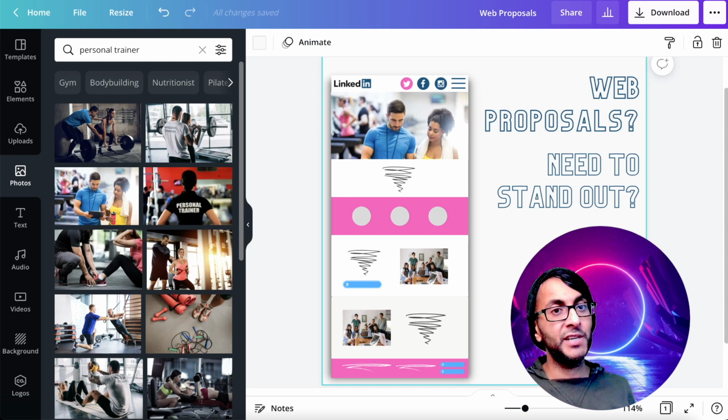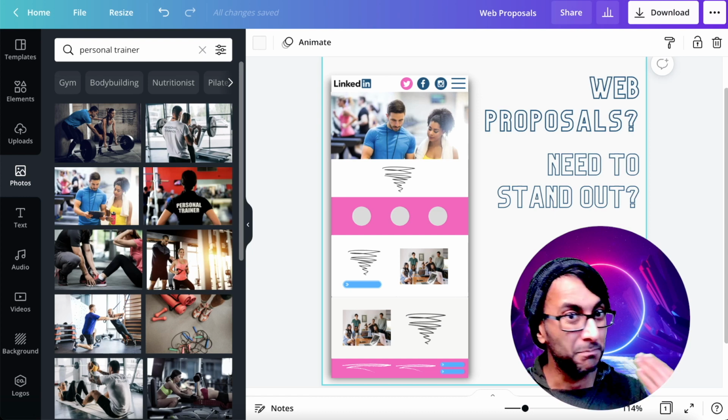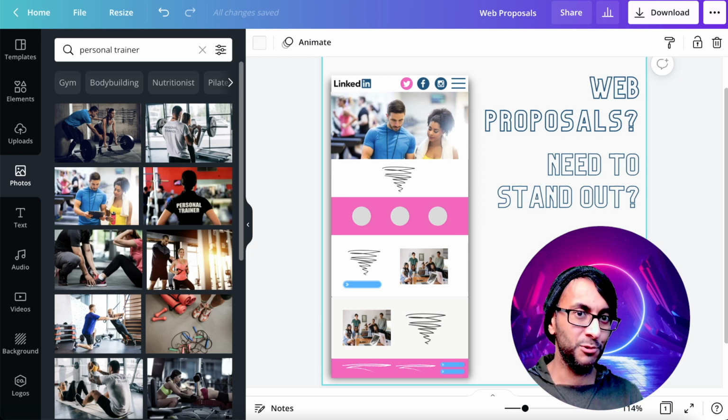It might help with conversion. It might help start a conversation. It's got a much higher chance of them stopping to look at what you did rather than just loads of text.